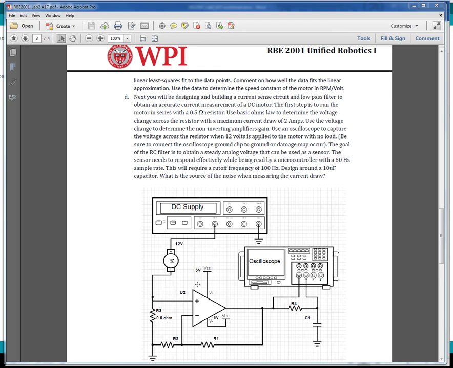The other thing we're going to do here is set up a low pass filter. The idea is that if there's some high frequency noise, we're just interested in that steady state DC voltage, and we'd like to filter out any noise.